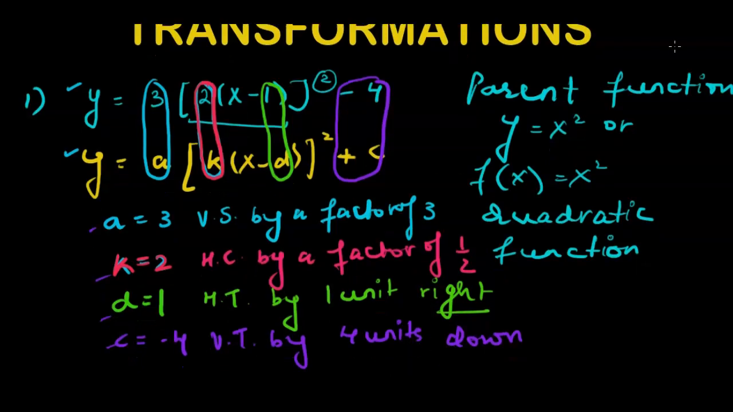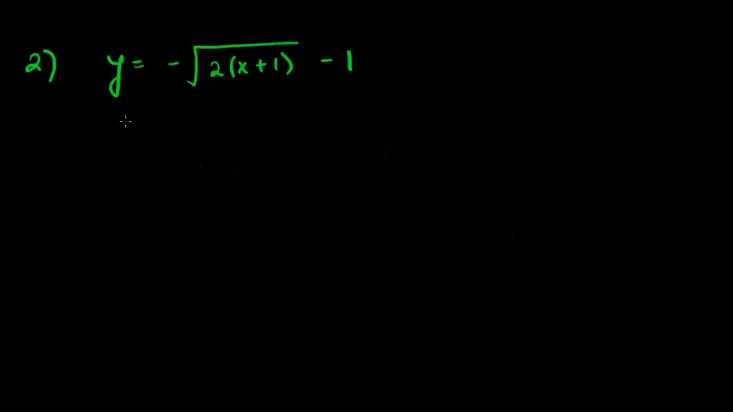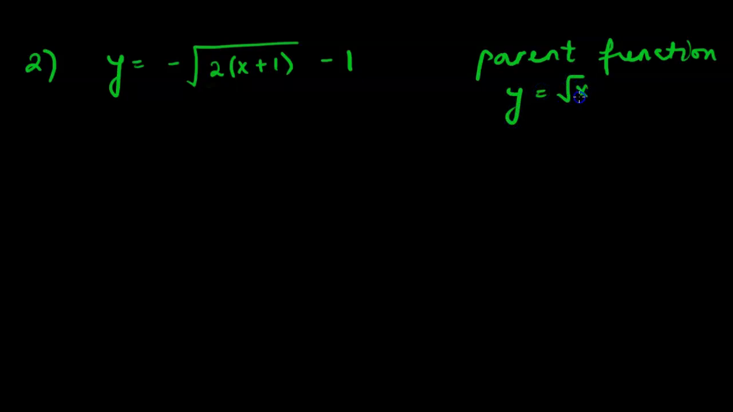Let's take up another example for the sake of practice. Let's say we're given the equation y = -square root of (2x + 1) - 1. Let's describe the parent function first. We can see that our x is square rooted, along with this k and this d. So the parent function is y = square root x. We can write it as a function equation, f(x) = square root x.